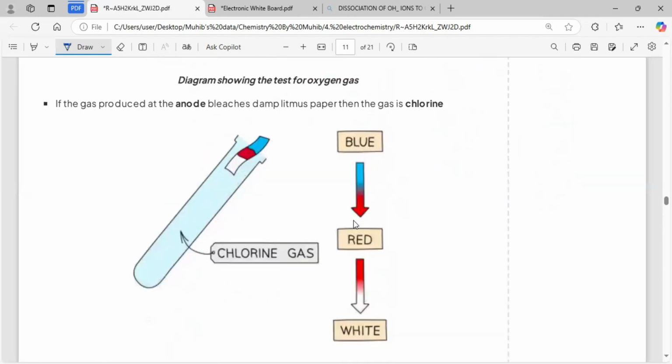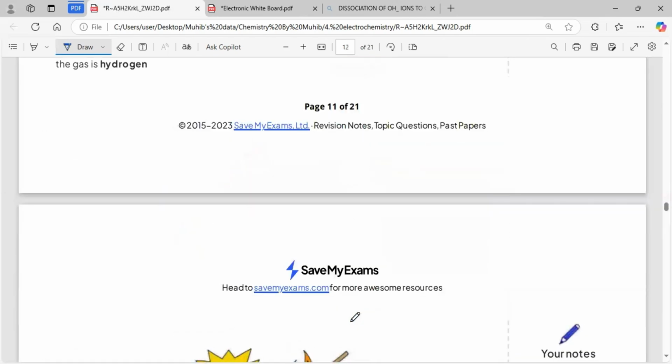Similarly, in case of chlorine, in order to detect the presence of chlorine, you will have to bring damp litmus paper closer to the outlet of chlorine gas, right? It will first turn red and then will turn white, which detects the presence of chlorine.